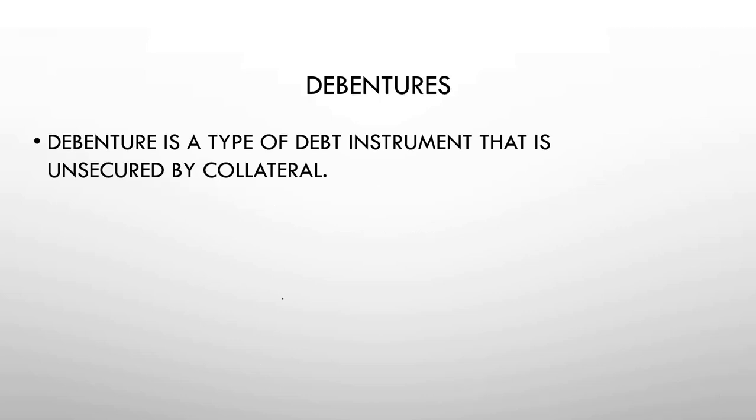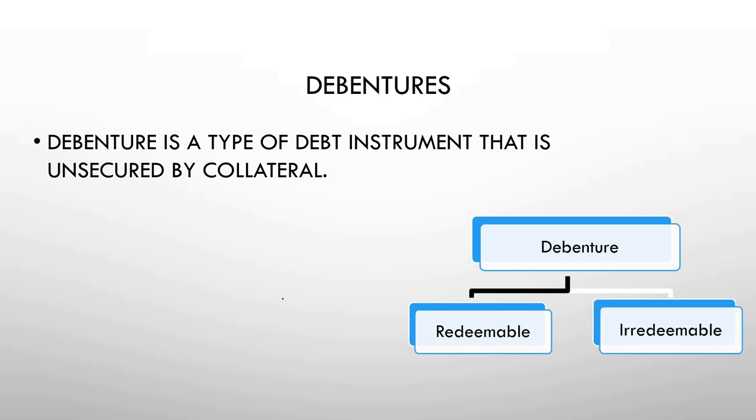In the previous lecture, we discussed that a debenture is a type of debt instrument that is unsecured by collateral. We also discussed that debentures are divided into two parts: redeemable debentures and irredeemable debentures. We also discussed the various features. The first feature is the fixed rate of interest. That means whenever a company issues debentures, it has to pay a fixed rate of interest, which is also known as the coupon rate.